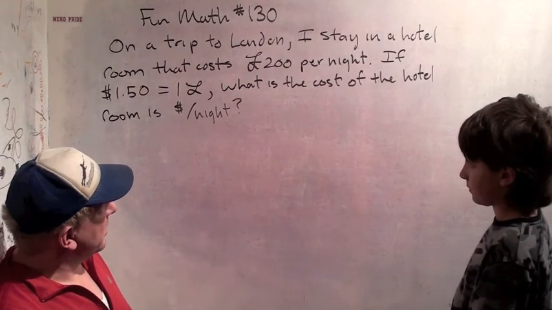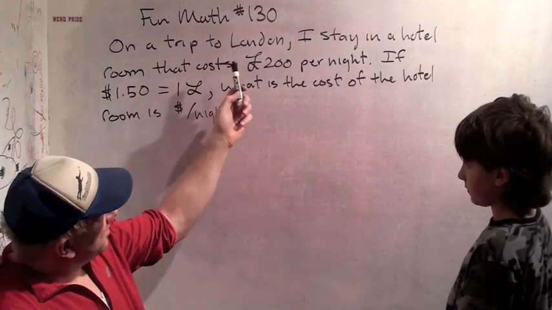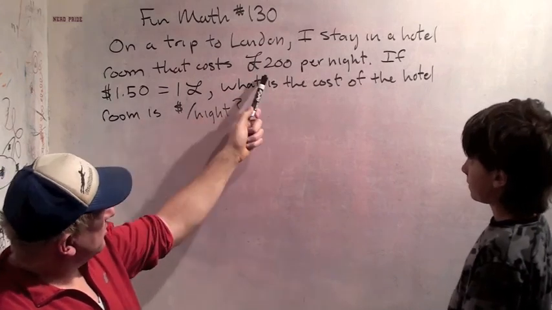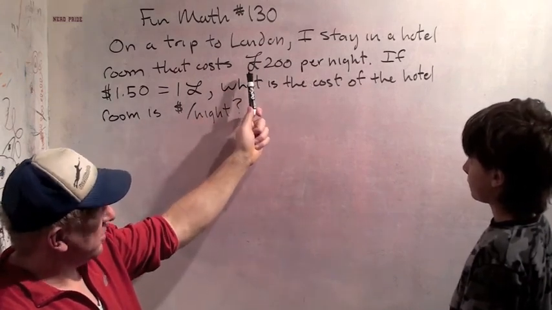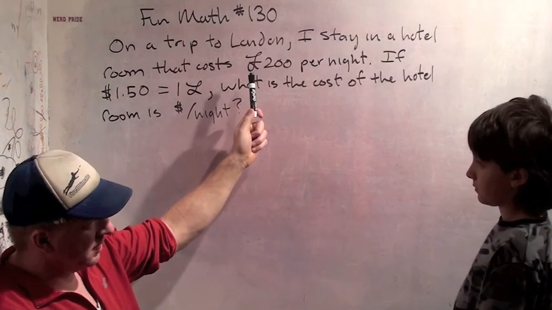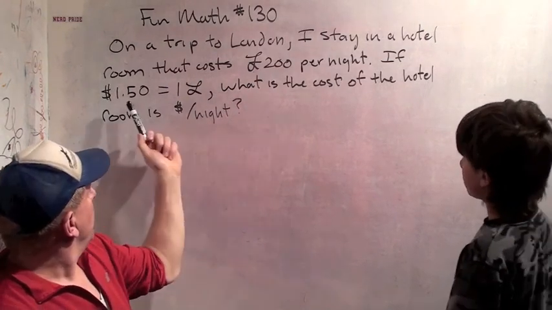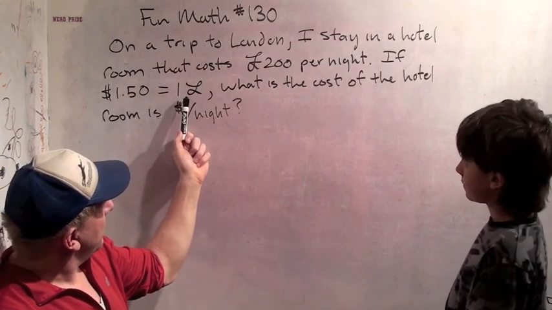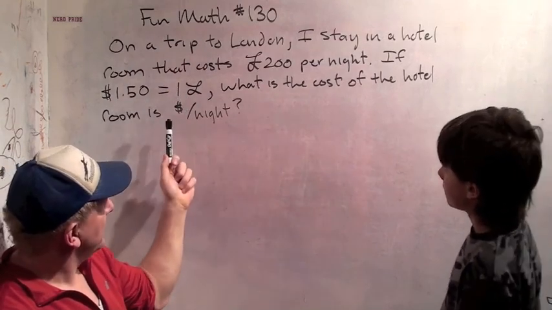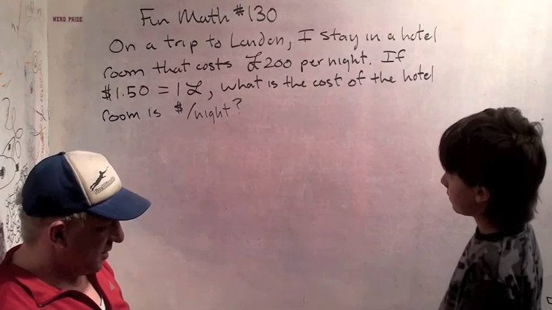And so here's a question I made up about conversion factors. On a trip to London, I stay in a hotel room that costs £200 per night. Pounds are the money that they use in London. Okay? Does that make sense? If $1.50 is £1, what is the cost of the hotel room in dollars per night? Okay, do you understand the problem?